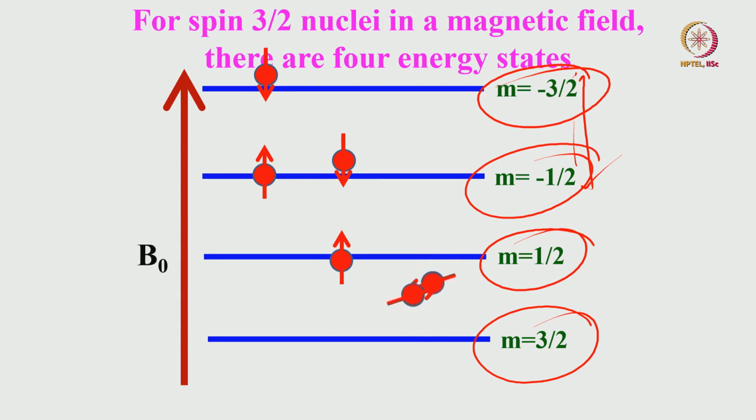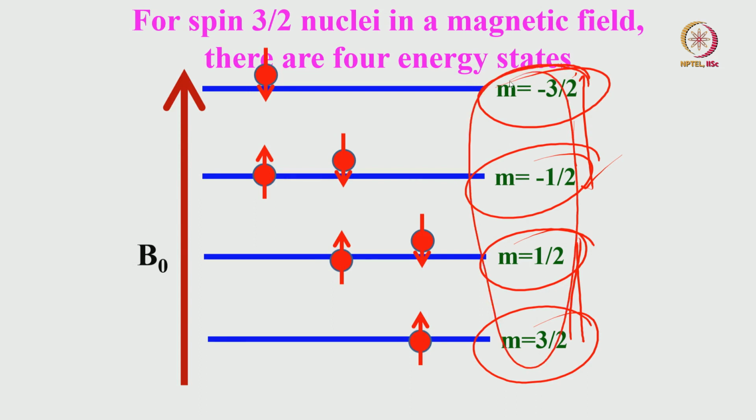What about +1/2 to 3/2? The difference is -1 and +1, that is also allowed. So there are three possible transitions for a spin 3/2 case. If you consider a single nuclear spin which has four different energy states corresponding to four different magnetic quantum numbers, we can expect three transitions like this according to the selection rule.